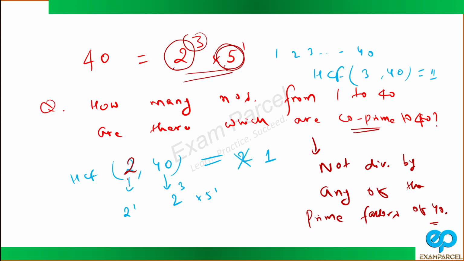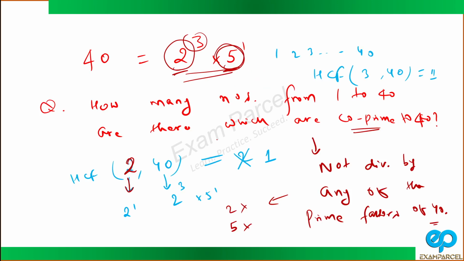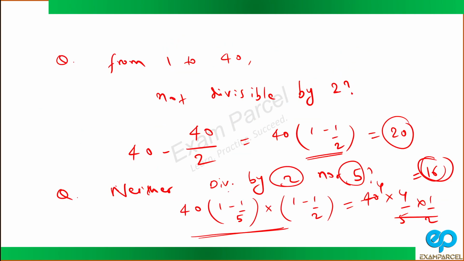Why? Because even one 2 is enough to make it non-co-prime, right? But since we want co-prime, it means that none of those factors have to be common. It should not be divisible by 2, it should not be divisible by 5, because these are the 2 prime factors available there. Can I rewrite this as 40 into 1 minus 1 by 2 into 1 minus 1 by 5, right? Because we saw this in the last question, this is neither divisible by 2 nor divisible by 5.